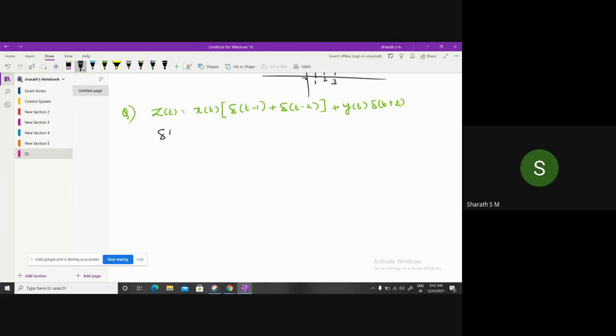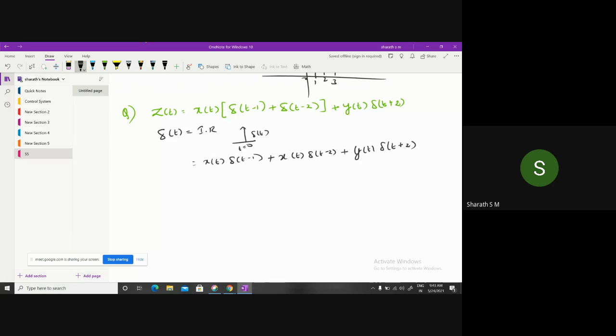So delta of t concludes that's the impulse response. This is what we call the impulse response for delta of t, where t is equal to 0. Now, in this problem, it's in a product with x of t as well as with y of t. So this is a normal delta of t at t is equal to 0. Once we multiply this, that is x of t into delta of t minus 1 plus x of t into delta of t minus 2 plus y of t into delta of t plus 2.